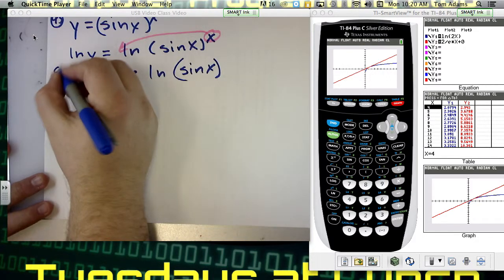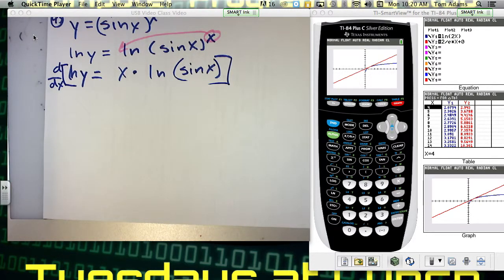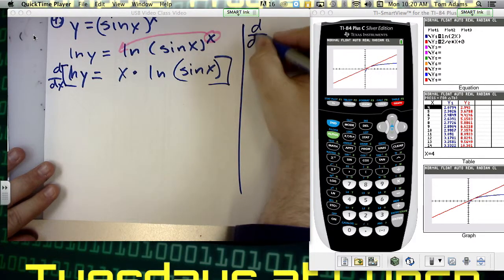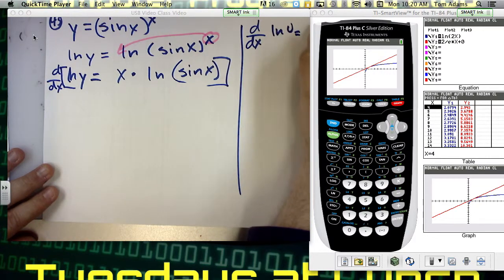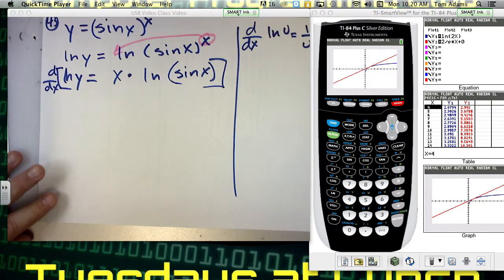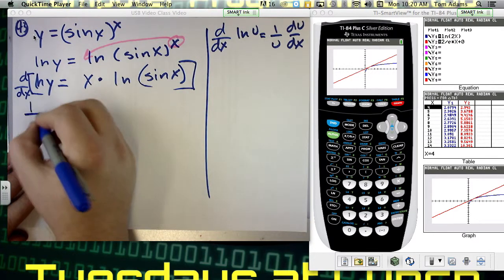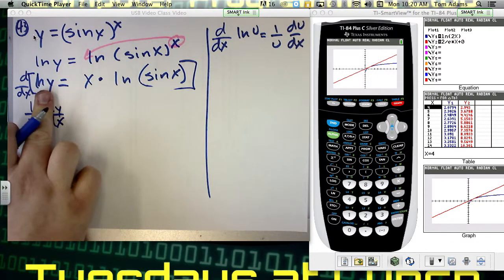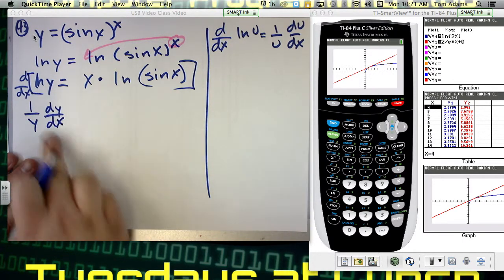Now at this point, I'm going to differentiate with respect to x. So I'm going to take the derivative with respect to x. And from there, the natural log of y, remember that d dx of the natural log of u is just going to be 1 over u times du dx. Right? You guys remember that? So then this becomes 1 over y dy dx, because remember we're doing the derivative implicitly.